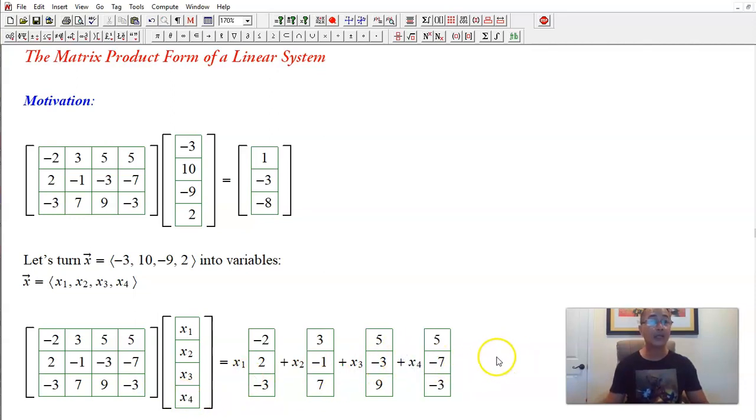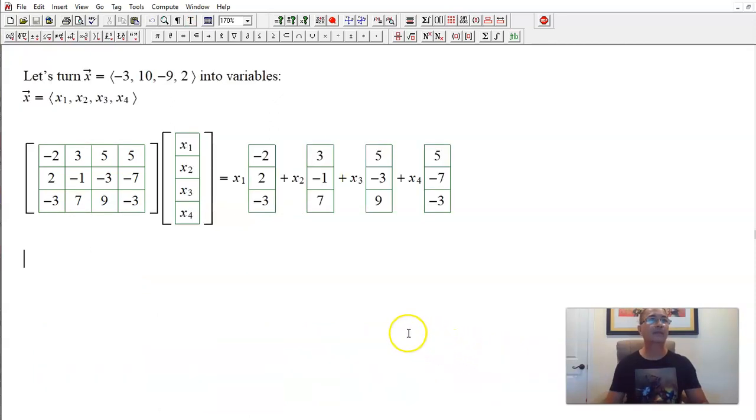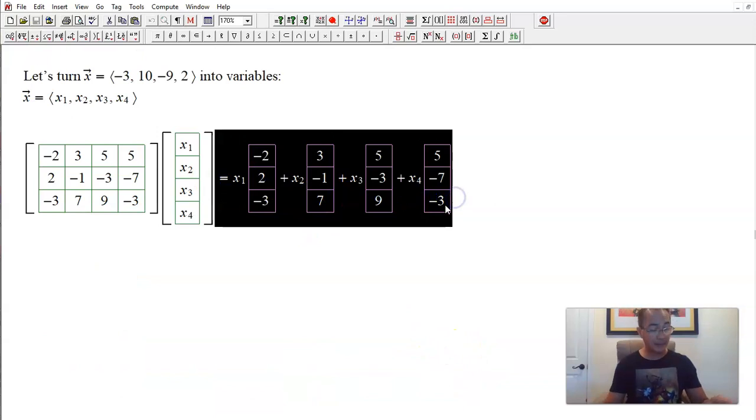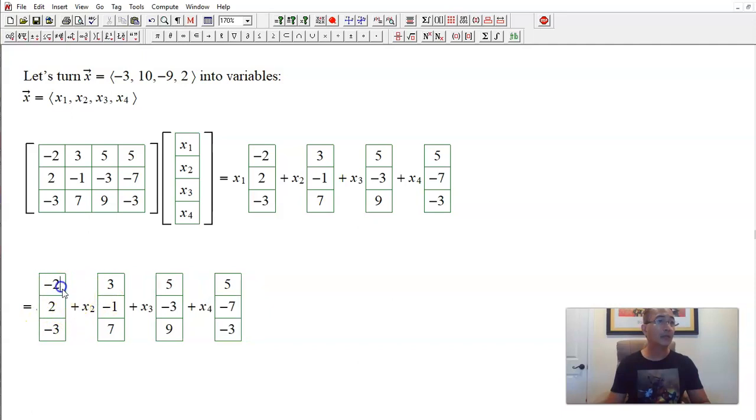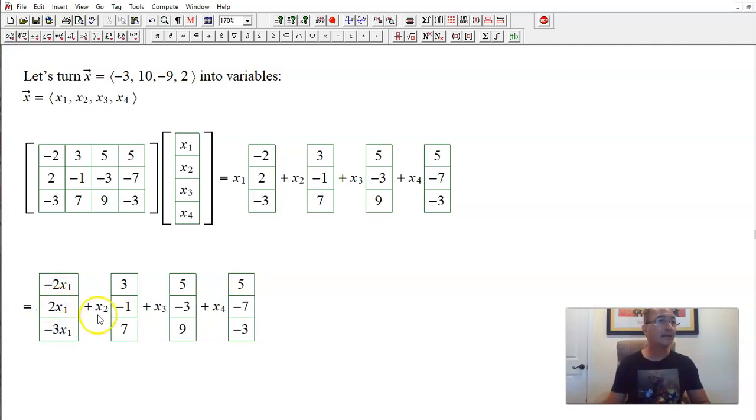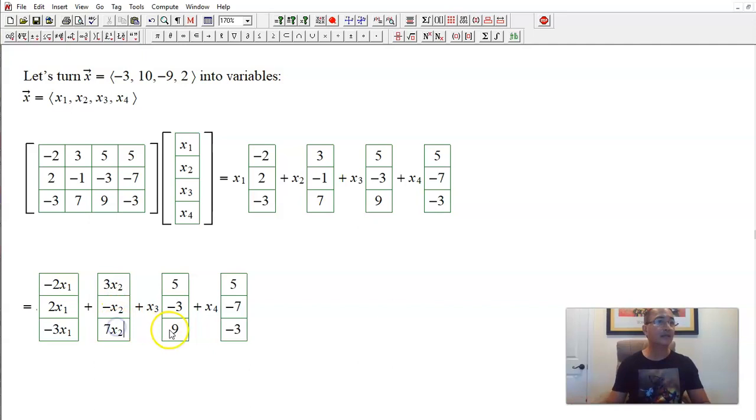All right, so that is our matrix product. Let us expand this out. Let's copy it down here. We are going to multiply column 1 by x1. Oh, look, it's just cut and paste. Multiply column 2 by x2, so I'll make that minus x2, 7x2. And then x3 multiplied into column 3, x4 multiplied into column 4. All right, and then we are going to combine that all together into one column matrix.